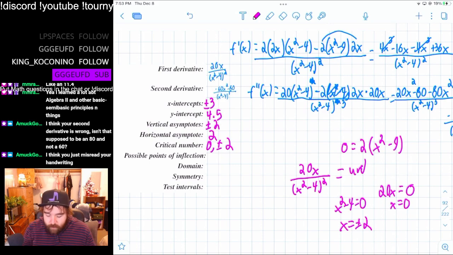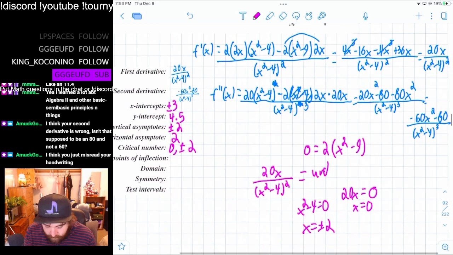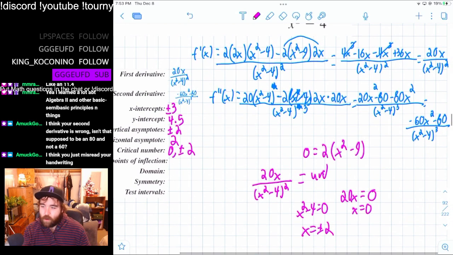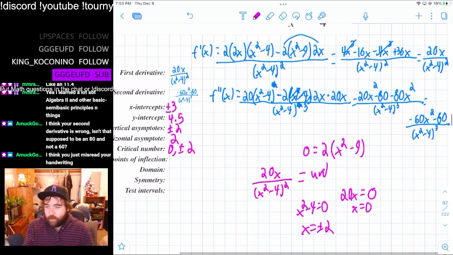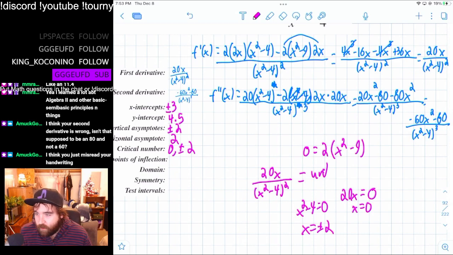And then now we need the possible points of inflection. So that's when we set the second derivative equal to 0. And so let's see about our second derivative. I think your second derivative is wrong. Isn't that supposed to be an 80 and not a 60?